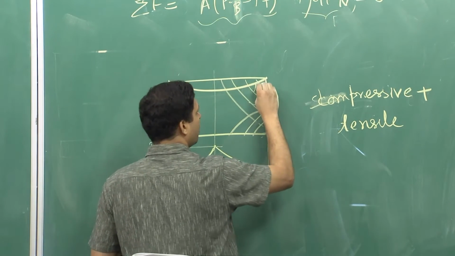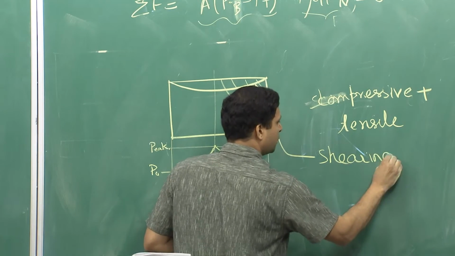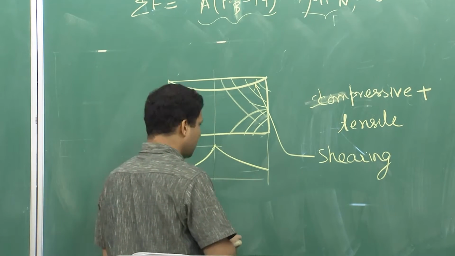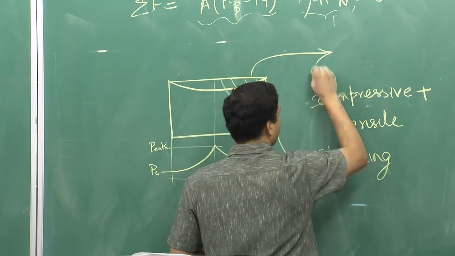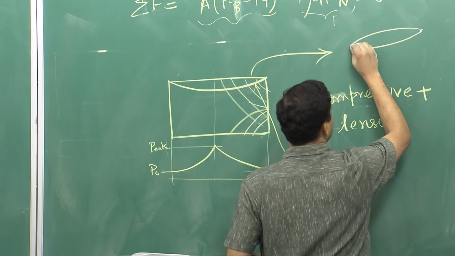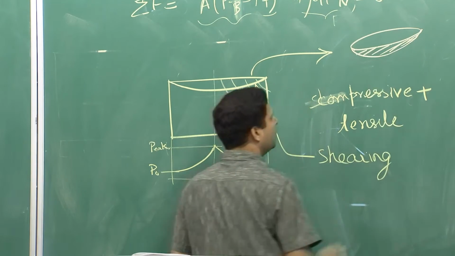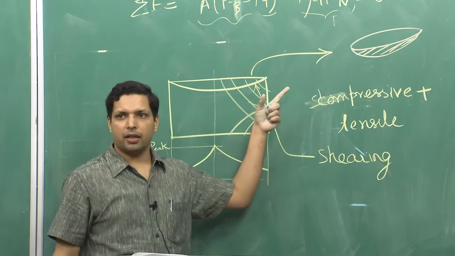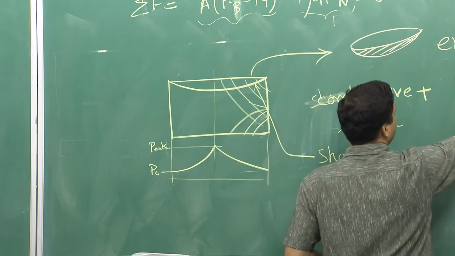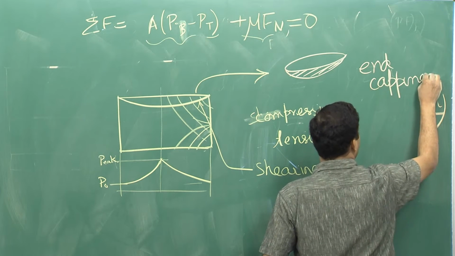So, a small region just near the top, it breaks off. So, it will look like this, and as you can see, it is like a cap shape, and that is why it is called the end capping phenomena.